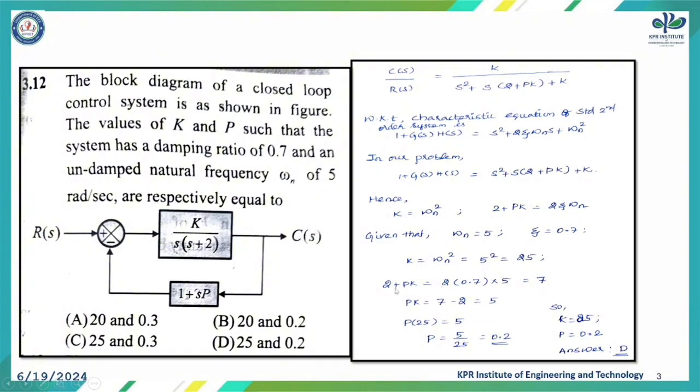pk is equal to 7 minus 2, which is equal to 5. Then, substituting k is equal to 25, p is equal to 5 divided by 25, which is equivalent to 0.2. Hence k is equal to 25, p is equal to 0.2. It is in option D. The answer is option D.